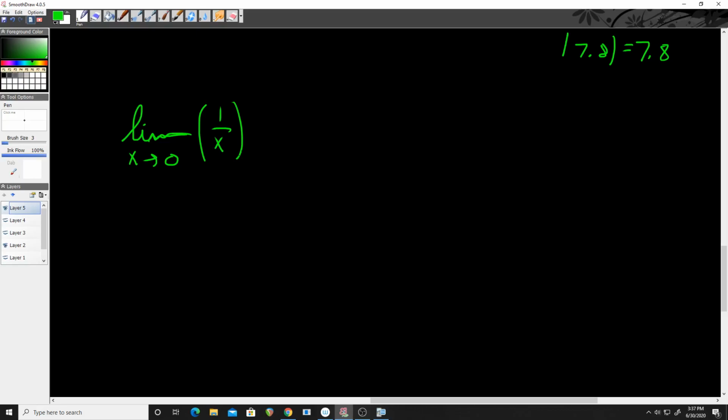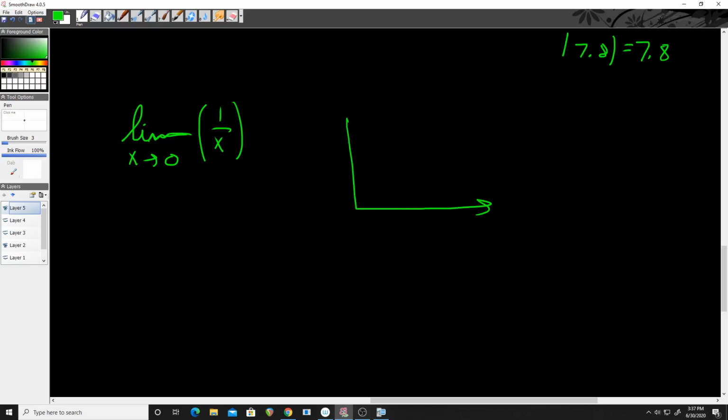1 over 0.1, for example, is 10. 1 over 0.01 is 100. 1 over 0.001 is 1,000. So on and so forth. As you continue to add zeros in front of that 1, 1 over that number is just going to get bigger and bigger and bigger. We're not squaring this time, so we will have negatives, right? So like 1 over negative 0.1 is negative 10. 1 over negative 0.01 is negative 100. So on and so forth.